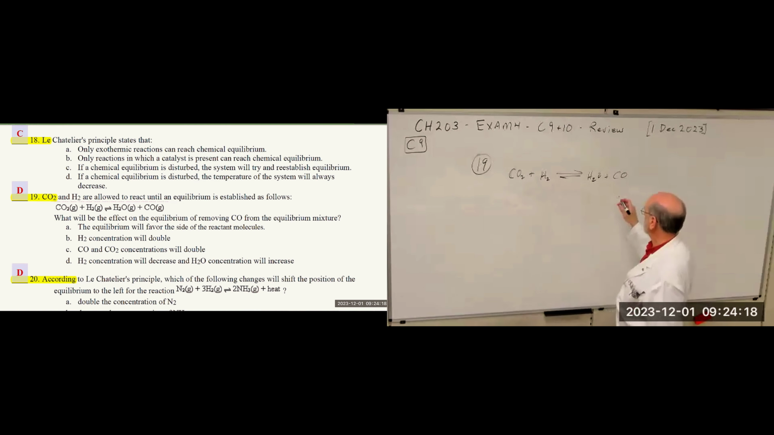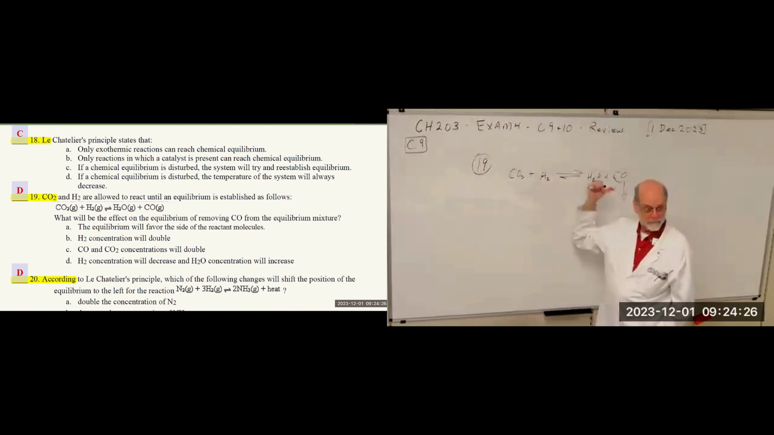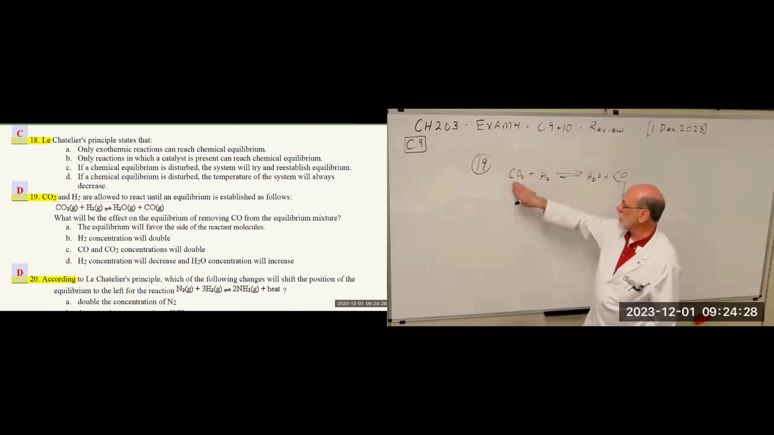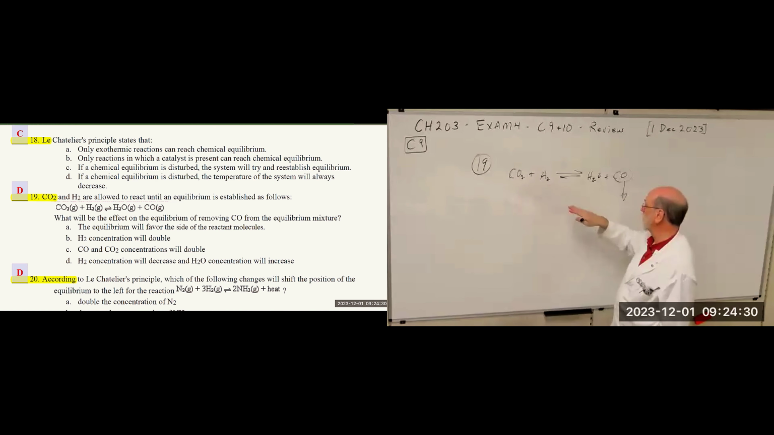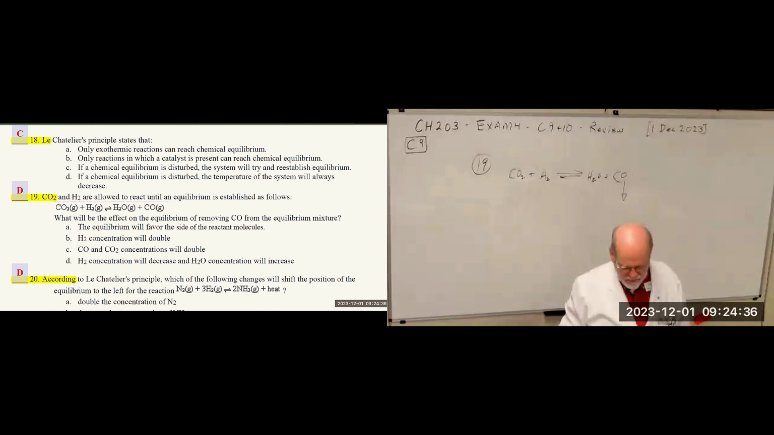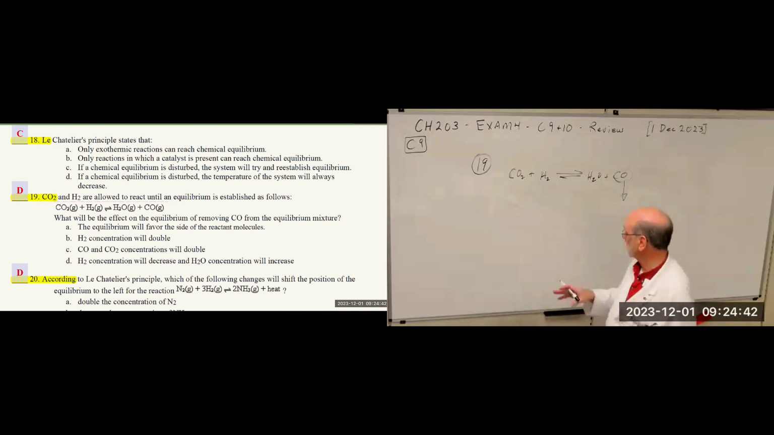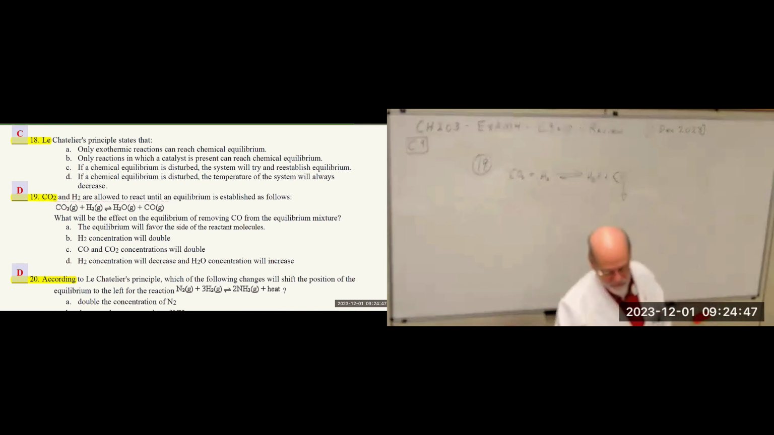Remove CO. So we're going to take some of this and remove it. So if it's at equilibrium, which way is it going to shift? That way. So it'll consume carbon dioxide, consume hydrogen, and produce more water and carbon monoxide. So H2 concentration will decrease, H2O concentration will increase. D. That would be your best answer.